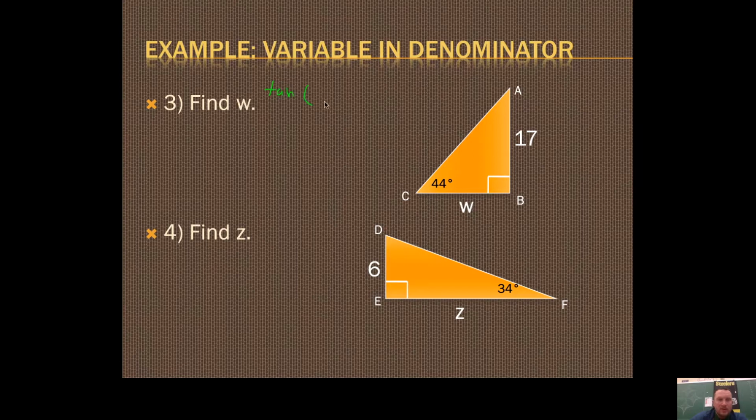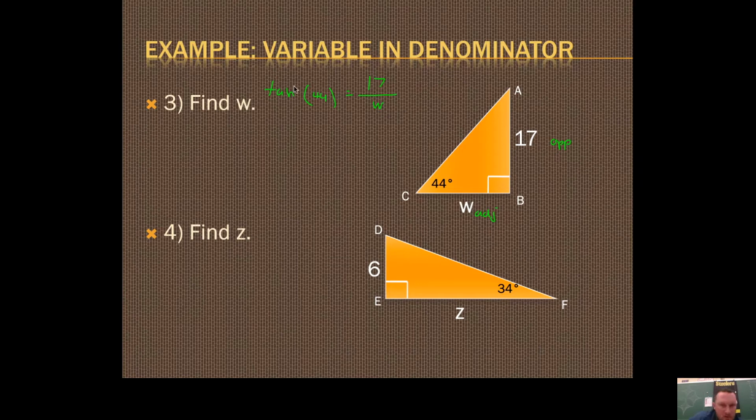That's how we know we're going to use tangent. And we're going to use tangent of the 44-degree angle that's given. Tangent, remember, is the opposite leg divided by the adjacent leg. So in this particular case, the tangent of 44 must be equal to 17 divided by whatever W is. We want to find W.